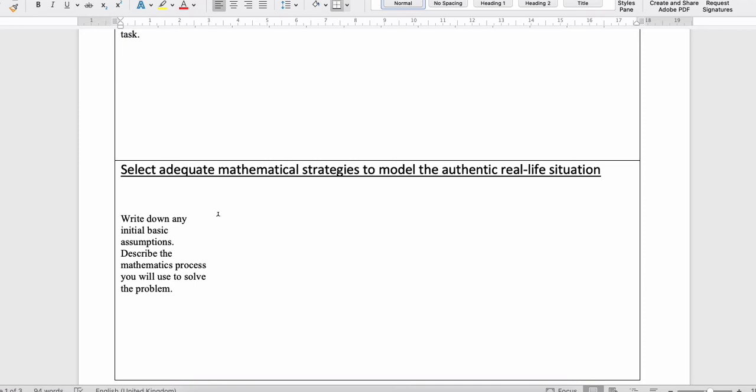So once you have an idea of how to solve it, this is the place where you write down basic assumptions and describe your mathematics process. You do not need to show the calculation yet. You only need to write a couple of sentences of ideas. This is how I'm going to solve it.